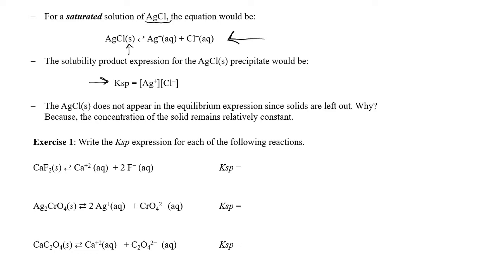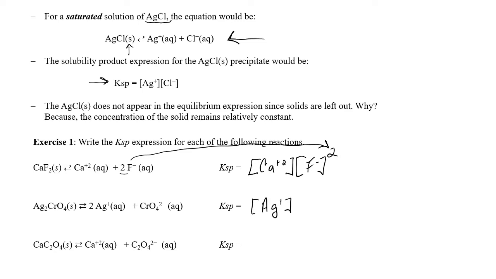Okay, now that you've completed them, let's look at the answers. If we want to write the equilibrium expressions for each of these reactions, calcium ions, concentration of your fluoride ion, and the coefficient becomes the exponent. For the next one, you have your silver ions, coefficient becomes the exponent, chromate. And for the last one, calcium ions and oxalate, C2O4 2-, is a 1-to-1 ratio. Easy peasy.